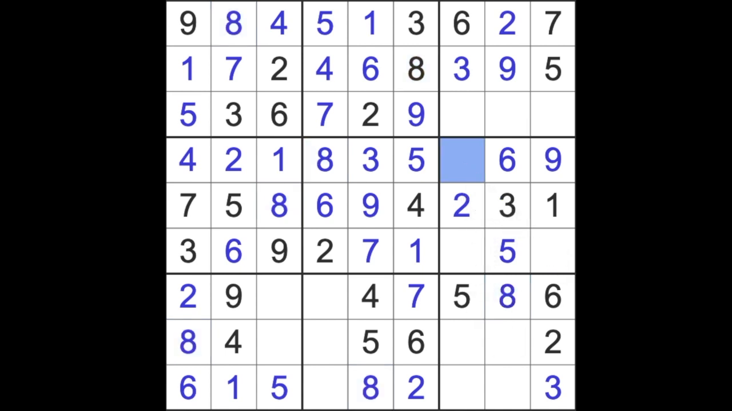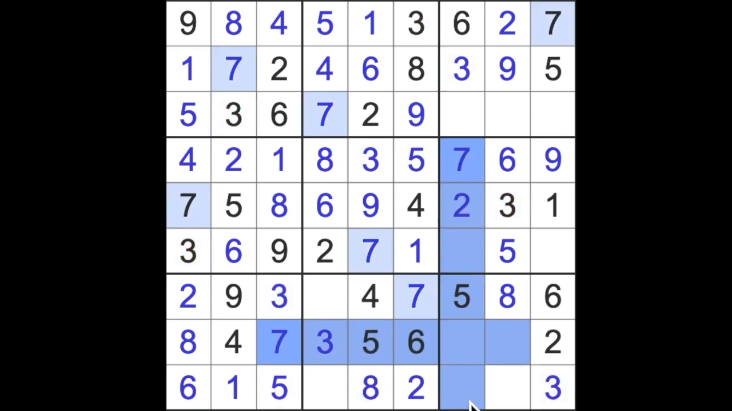One digit missing from this row here, and that missing digit is seven. Seven across here, so that's the seven here. Three goes in that square there, three blocks across here and across here. That's our three. Seven blocks across here and seven down here, that's where the seven goes.